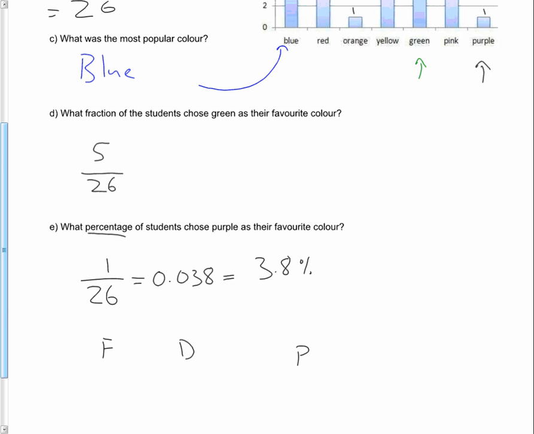Okay? So again, using skills that we've talked about regarding fractions and decimals and percentages is something we're going to keep coming back to multiple times.